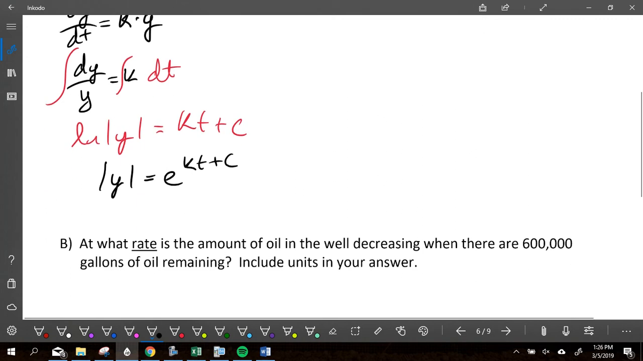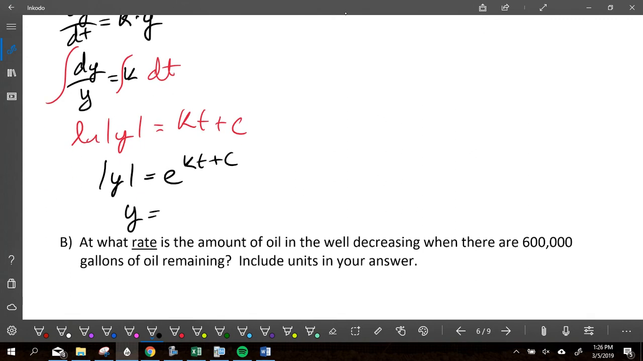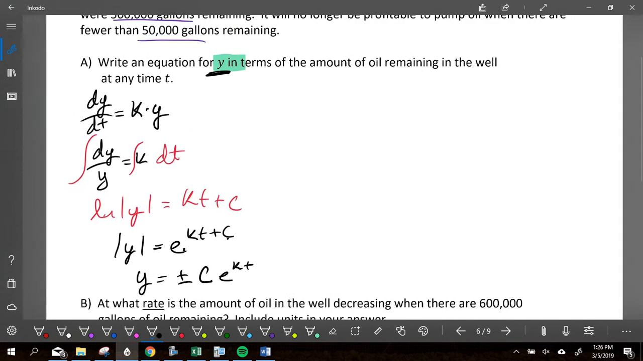I'm going to get rid of the absolute value, so I'm going to go plus or minus. I've got e to the c, so I can pull that constant out in front, and I get that thing right there. Notice that what I did was get us back to this same formula that we started with in bell work. When you see this problem, you don't have to integrate it.